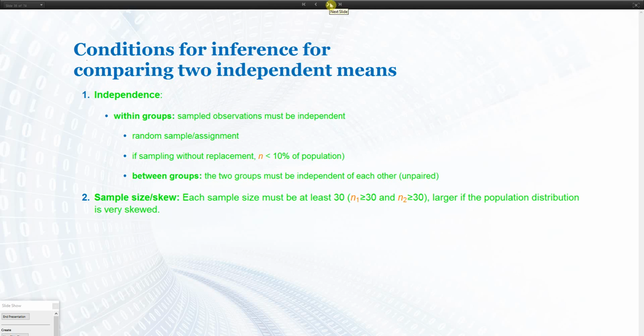We have this. So when we test here the independence, now we have to be careful, because you have to test within groups, within the group of population gained, within the group of not gained, and we have the independence between the two groups to test. Yeah, so both must be independent of each other.